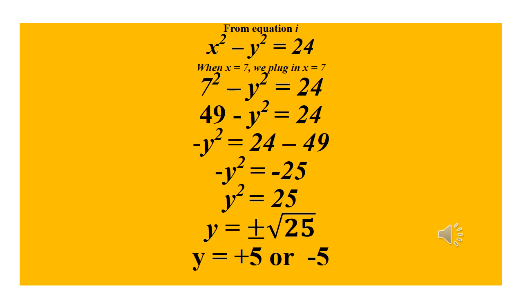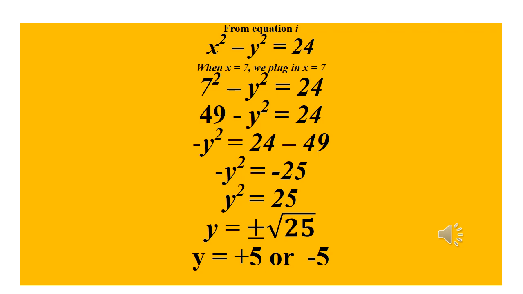So if we collect the like terms or subtract 49 from both sides, since that 49 is plus 49. So we use the inverse of plus 49, that's minus 49. So we minus 49 from both sides. So we have minus y squared equals 24 minus 49, because minus 49 will cancel plus 49. Or you can as well take plus 49 to the other side, and then it becomes minus 49. Then we have minus y squared equals minus 25.